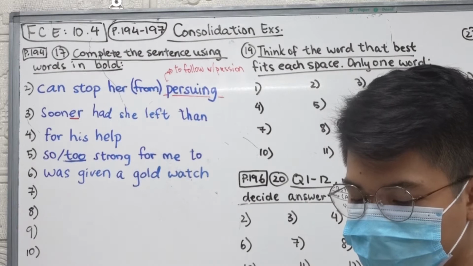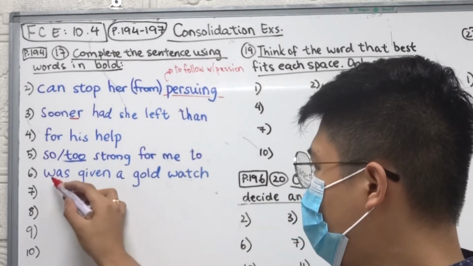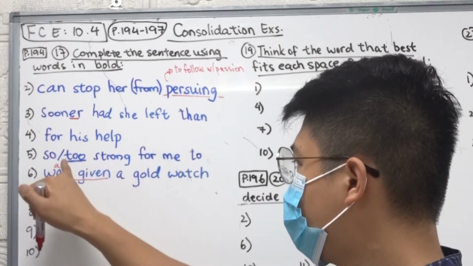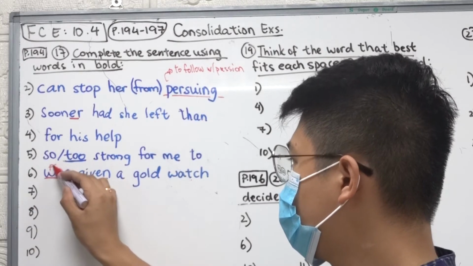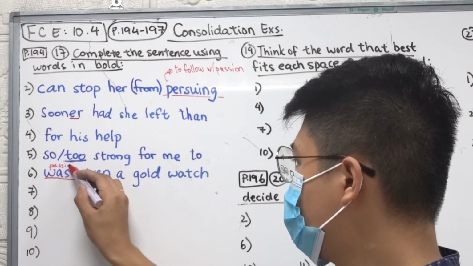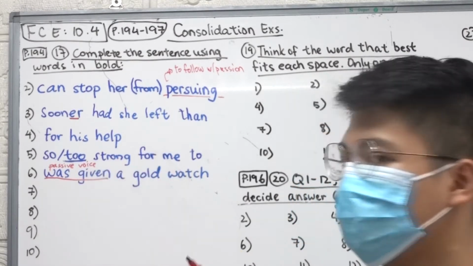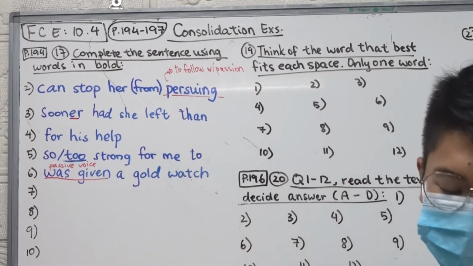A gold watch as a present. Okay, so I wrote that down, but you don't really need to write it down. Let me just underline and then give you this as the passive voice. Sorry, I wrote a mistake. Right, passive voice. I think we've covered this in the earlier topics. So passive voice was given, okay?